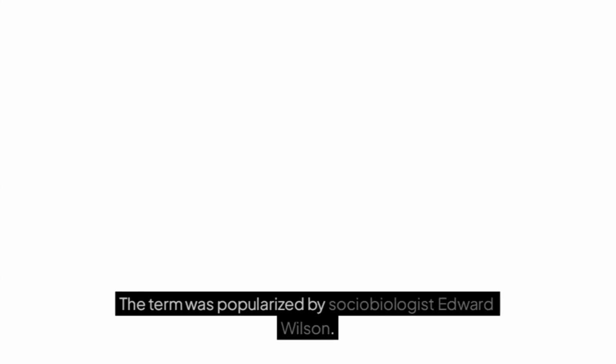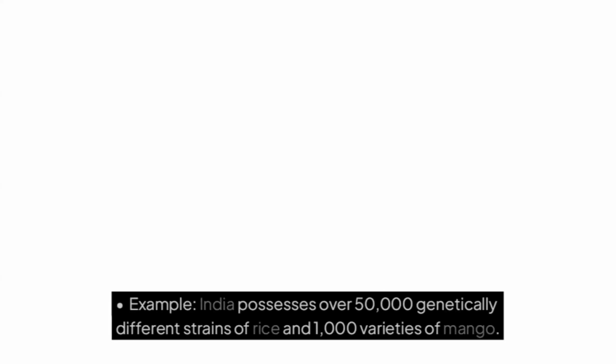Levels of biodiversity. Genetic diversity. Variation at the genetic level within a single species over its distributional range. Example. Rauwolfia vomitoria in different Himalayan ranges varies in the potency and concentration of the chemical reserpine. Example. India possesses over 50,000 genetically different strains of rice and 1,000 varieties of mango.